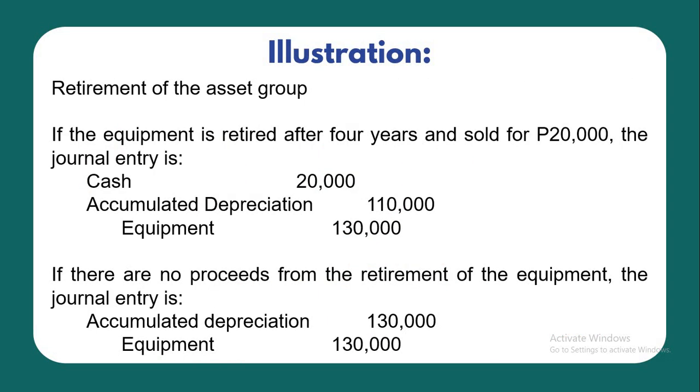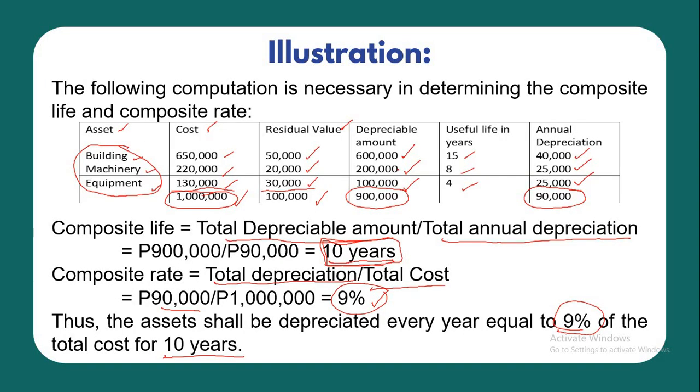Now, continuation, what if the asset is being retired or one of the assets in the group is being retired? So, here's the journal entry. If the equipment is retired after 4 years and sold for 20,000. So, nabaligya siya for 20,000. So, the equipment costing 130,000 was sold at 20,000.